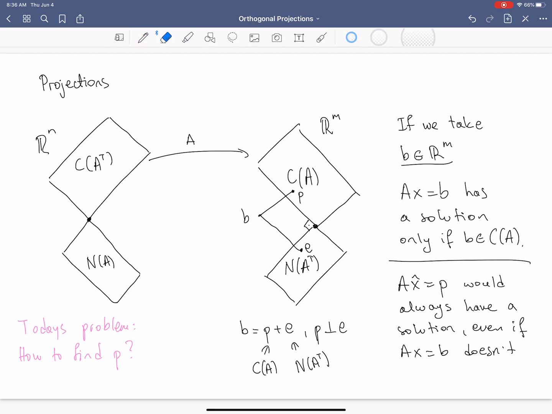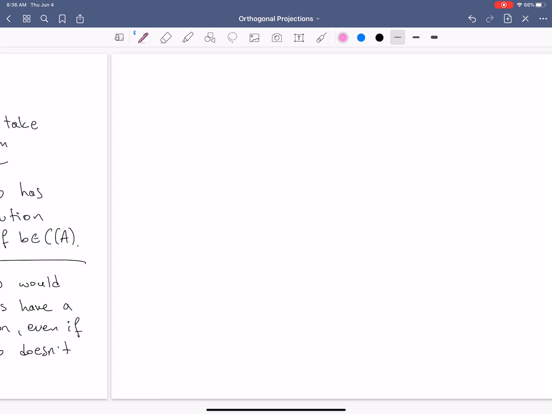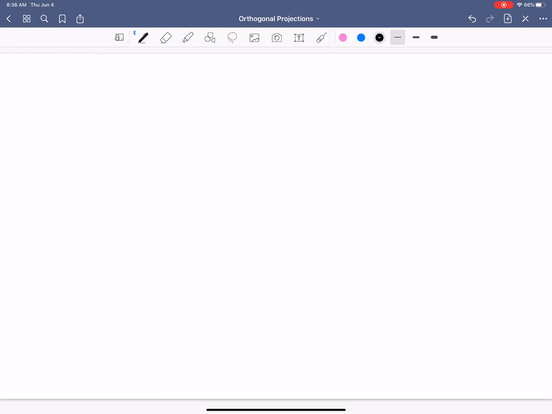So P, we will refer to P as the projection of B onto the column space of A. Okay, this is the big picture problem for today. Now, let's start with something simple. We have all seen projections.